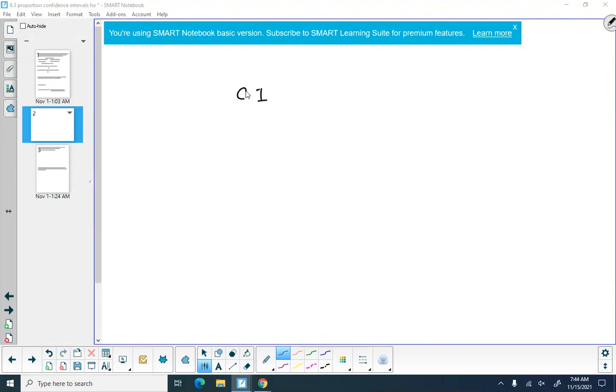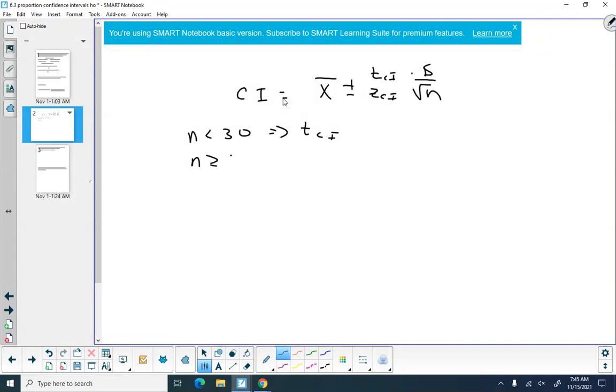Our confidence interval is equal to whatever our sample mean is, plus or minus our t or z for the confidence interval, times the standard deviation, divided by the square root of n. When I have a sample size that is less than the value of 30, I'm going to be using the t. When I have a sample size that's greater than or equal to the value of 30, I'm going to be looking at the z for the confidence interval.